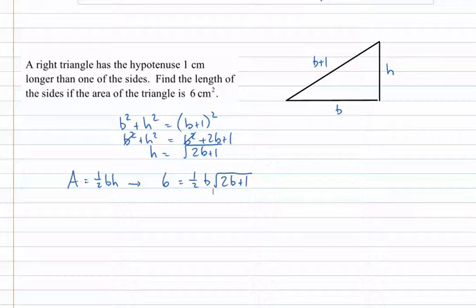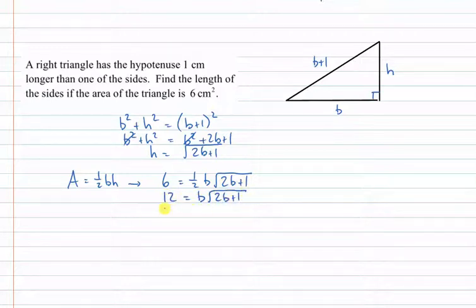Okay, what I've done is I've called this dimension b and this dimension h, base and height. It's a Pythagorean triangle. And the hypotenuse is one longer, so I went with b plus 1. The Pythagorean theorem is used and simplified to solve for h based on b. Area is half base times height, so I've substituted the known area as well as the description of h that uses b. So now I've got an equation with a radical.